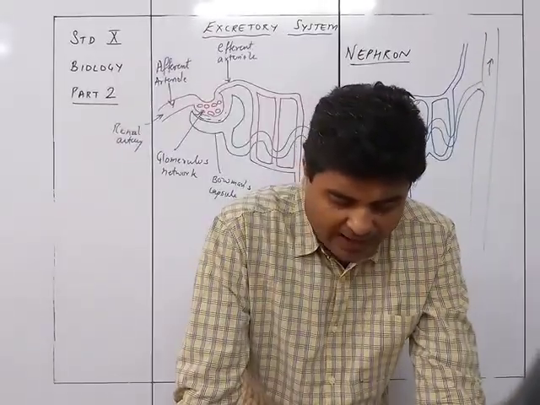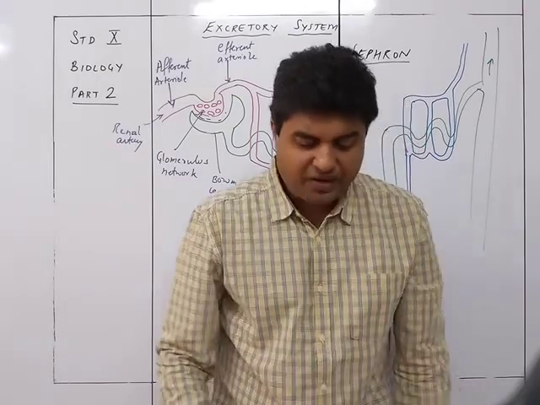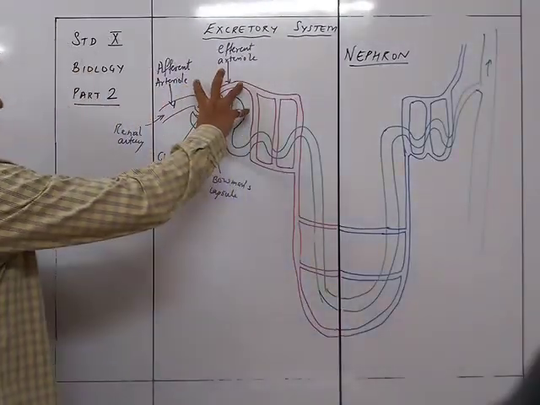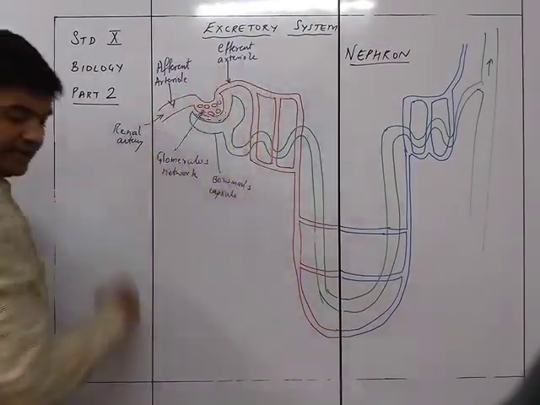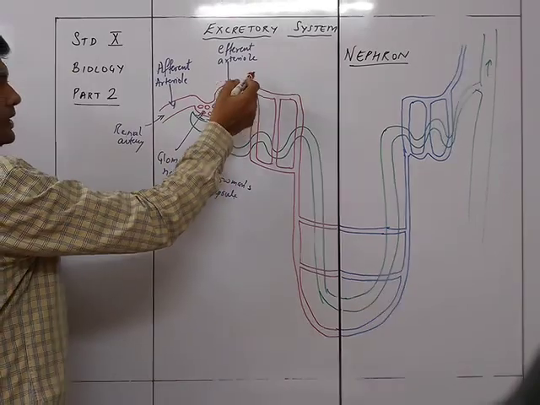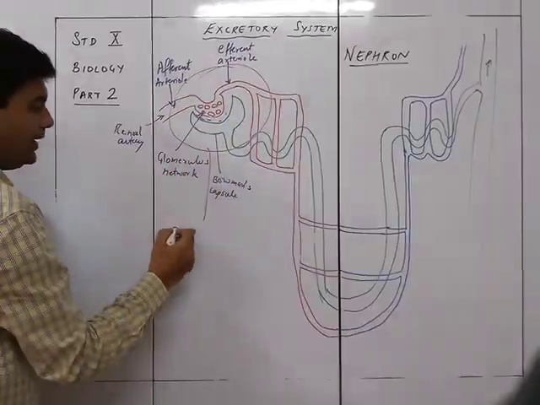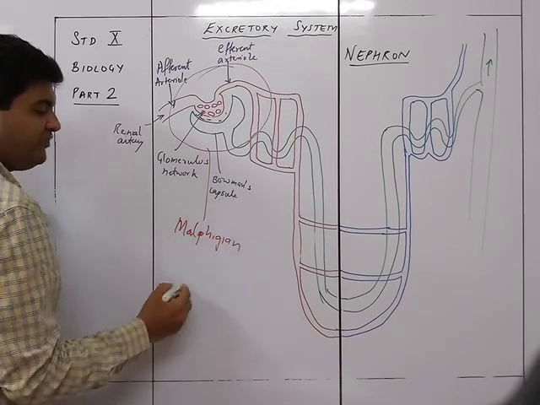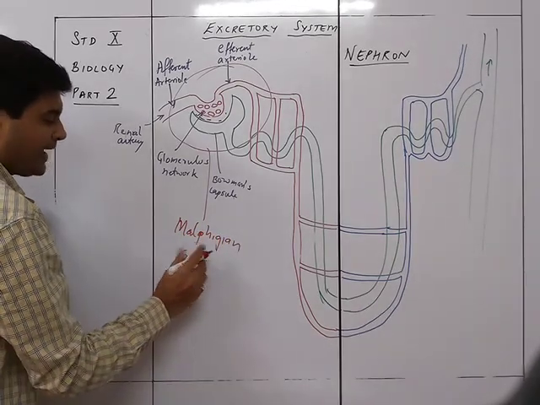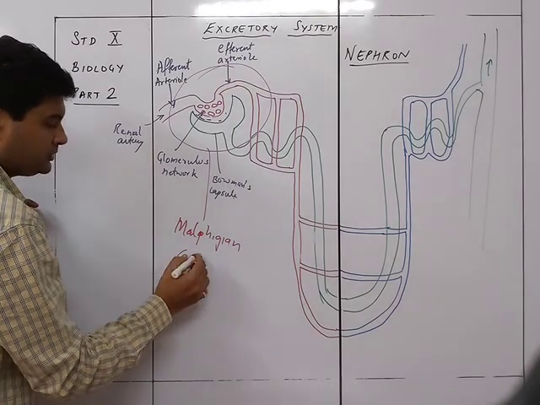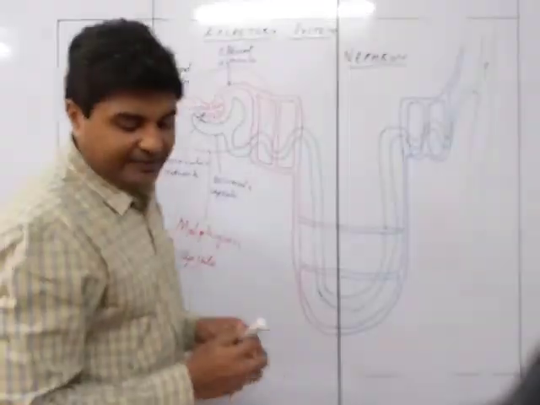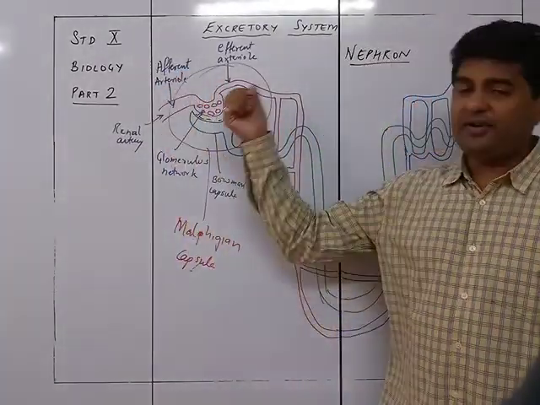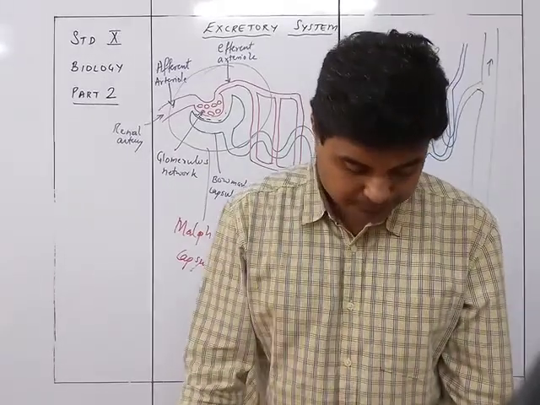The Bowman's capsule and the glomerulus together are called the Malpighian capsule, or just the renal capsule. So this complete part over here is called the Malpighian capsule or renal capsule. It is the name given to this particular combination of Bowman's capsule with the glomerulus.